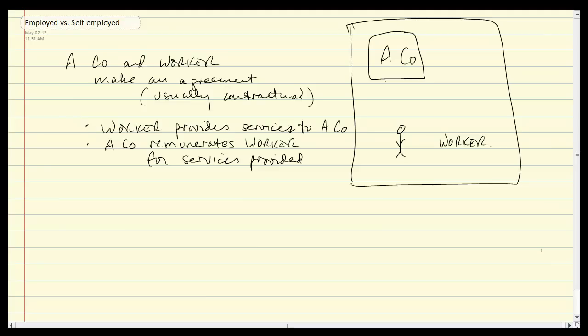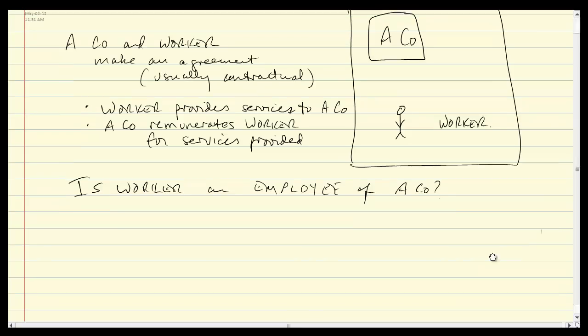So here's a simple, representative scenario. We've got a co. I've got them as a corporation. They don't have to be a corporation, but it's easier to think about for most people. So a co is a corporation, and they make an agreement with a person, a worker, who will provide services, and a co will pay them. So the question then becomes, is the worker an employee of a co?